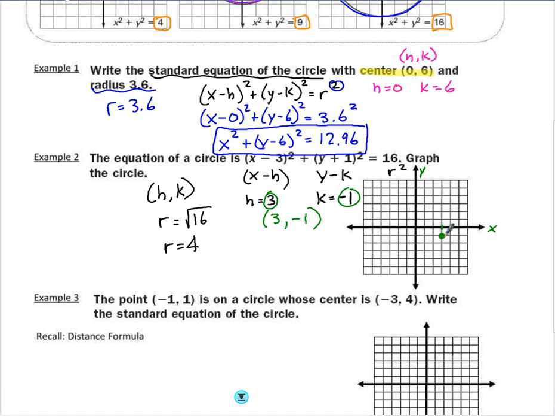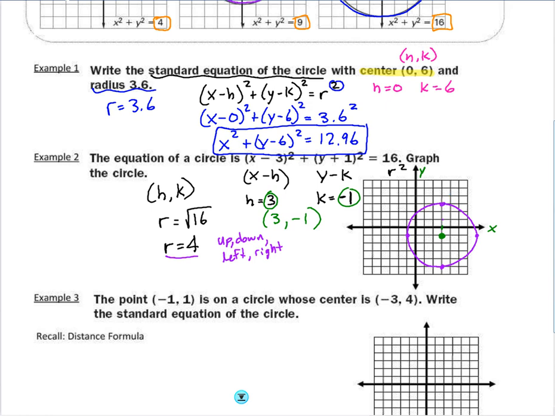To draw a circle as best I can, I'm going to count the radius up, down, left, and right. Those are easy measurements to find because they're going along the grid lines of my graph. So I'm going to go up 4, 1, 2, 3, 4. Right 4, 1, 2, 3, 4. Down 4, 1, 2, 3, 4. Left 4, 1, 2, 3, 4. Then the best I can, I'm going to sketch a circle that goes around and through those points on the edges of my circle.